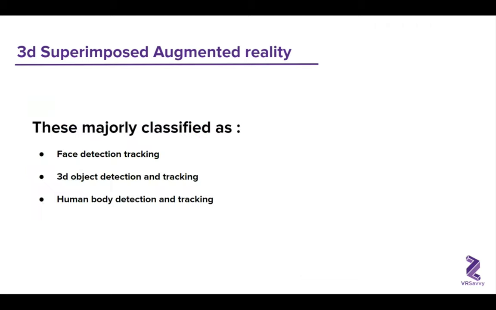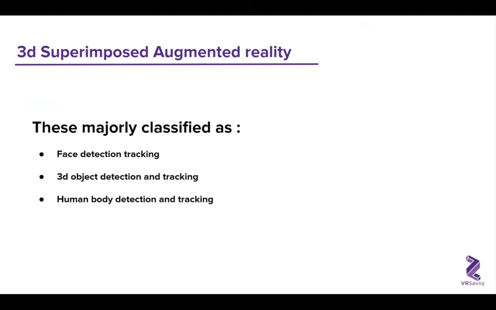In 3D superimposed type of augmented reality itself, we can classify further into multiple splits, something like face detection based tracking, 3D object detection and tracking, human body detection and tracking. First it will detect the human face and it will augment a 3D object on top of a real face. And similarly, you can also detect a 3D object and add augmented reality on top of a real object. Then it is called 3D object detection.